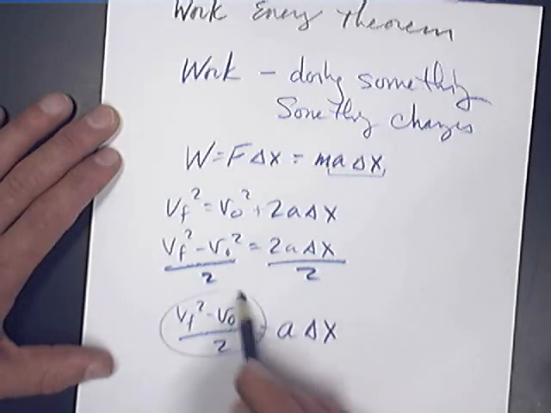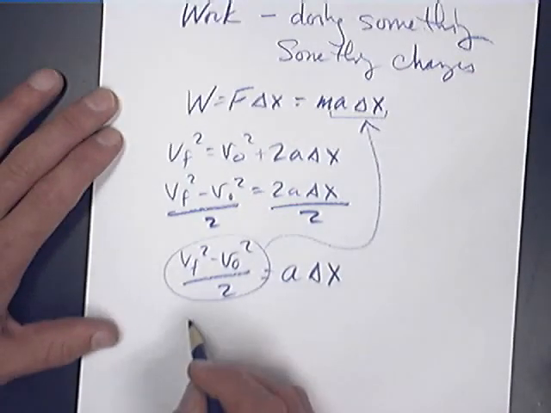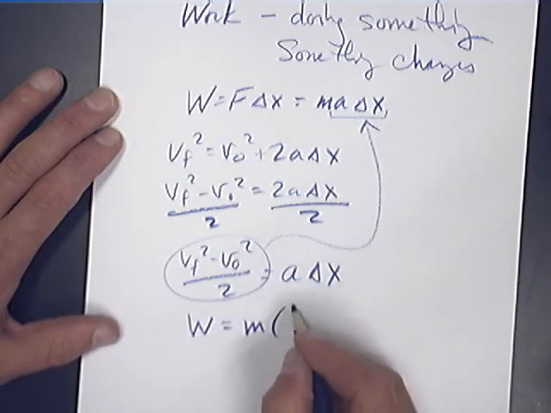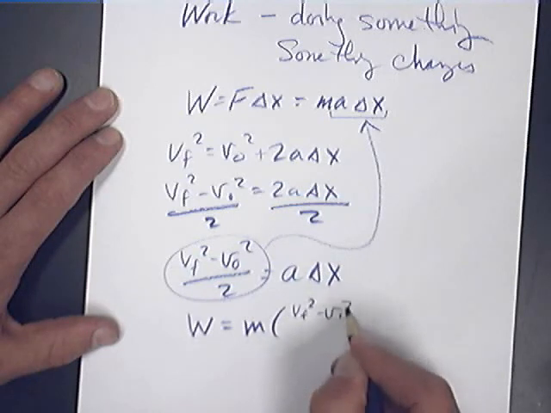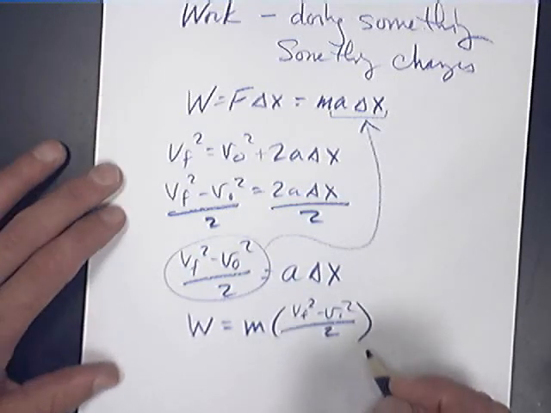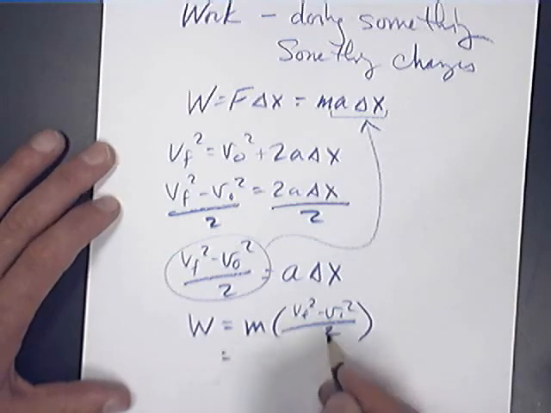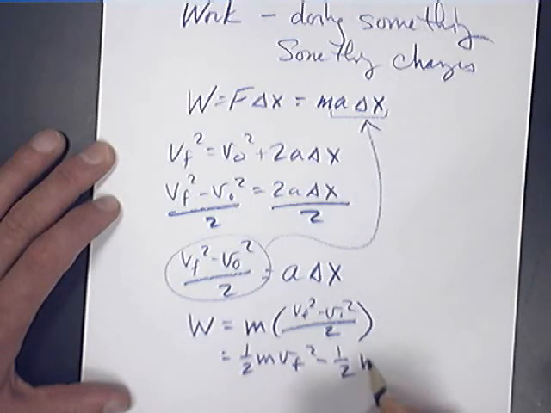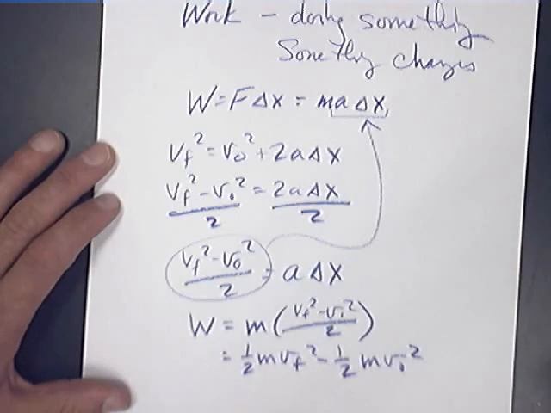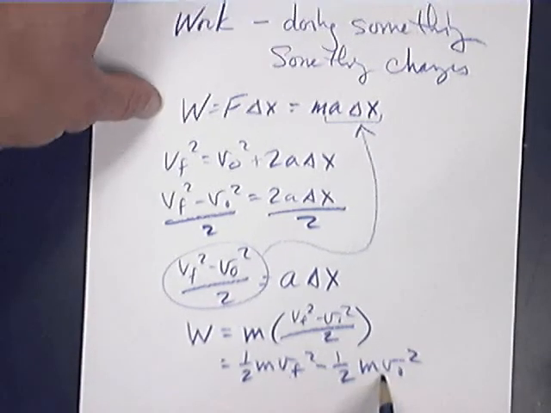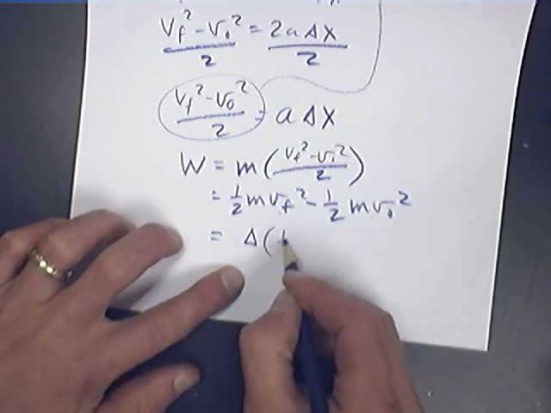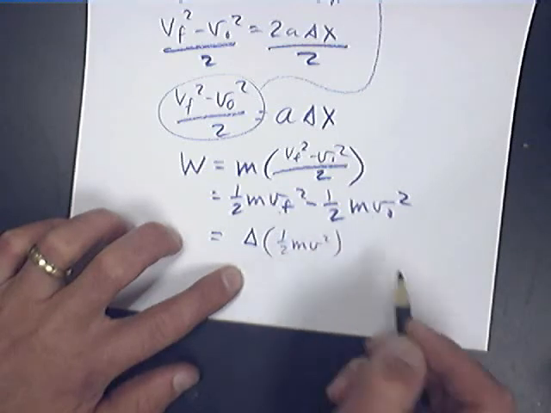Let's substitute this into here. So now work is mass times V final squared minus V initial squared all over 2. Let's multiply this out. I'll push the 1/2 out: 1/2 m V final squared minus 1/2 m V initial squared. Hey, wait, a final minus initial, something changes. That's a change in this 1/2 m v squared thing.